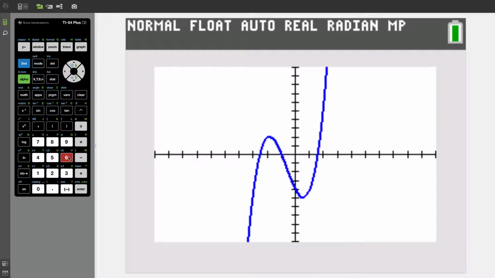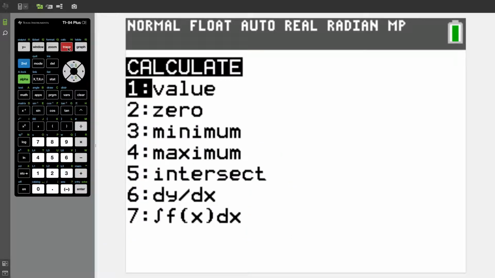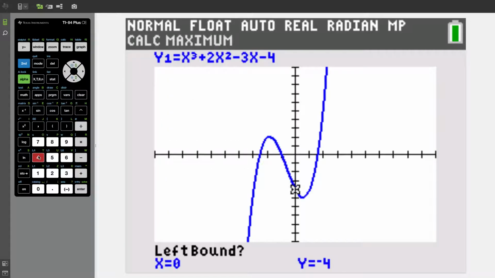Okay. But hit second, and then above the trace button, it should say calc. That's kind of like calculus or calculate. It does a lot of things that you would do. You can calculate the value of the function at a given x. We can use it to find zeros, which I'll ask you to do after we do max and min. But 3 and 4 are minimum and maximum. So I think there's a maximum first on the left. I'm going to choose 4. I'm going to find the maximum.